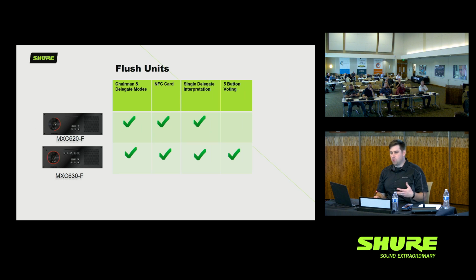If you can't do a portable or on top unit, you need to actually flush in the units. We have 2 units for that. We have the 620 and the 630. The difference being the 630, just like our other 630, has the voting option.